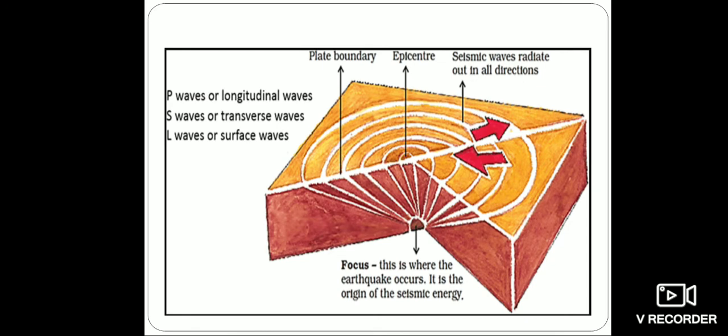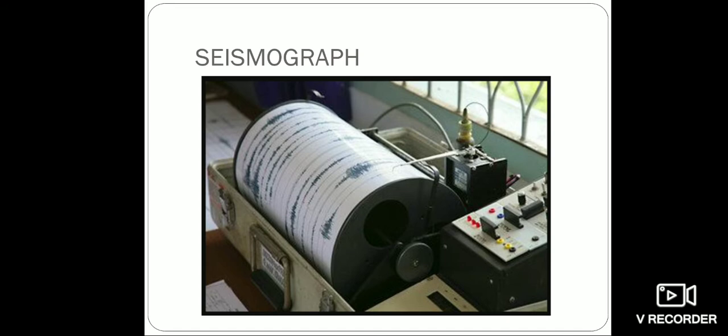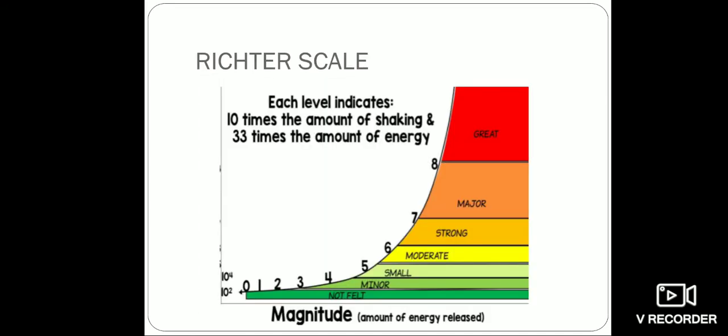You can see the waves are also given: P waves, S waves, and L waves, in which L waves are the highly destructive waves which cause huge loss to life and property. You can see this is the instrument which is used to record the earthquake vibrations, and this instrument is known as a seismograph. This is the Richter scale over which we calculate the magnitude of the earthquake, from 0 to 8. From 0 to 2, you can see it is not felt, 3 to 4 a minor earthquake, 5 to 6 reading suggests a small earthquake, and when you go upwards, you will see the severity of the earthquake increases.